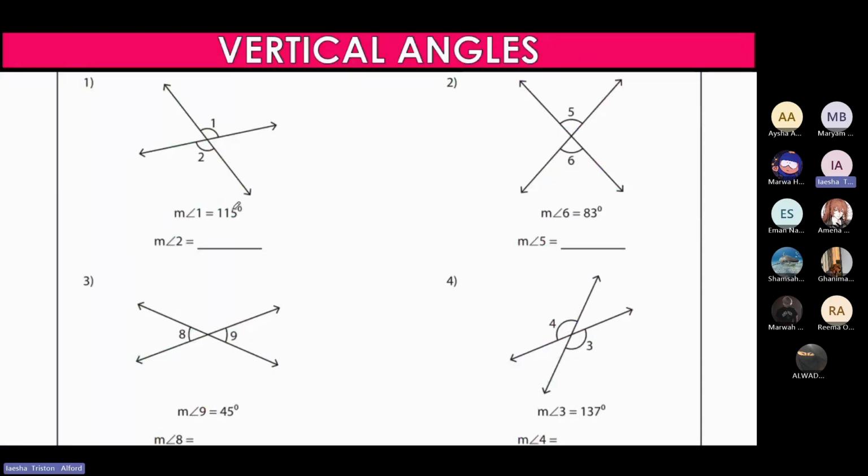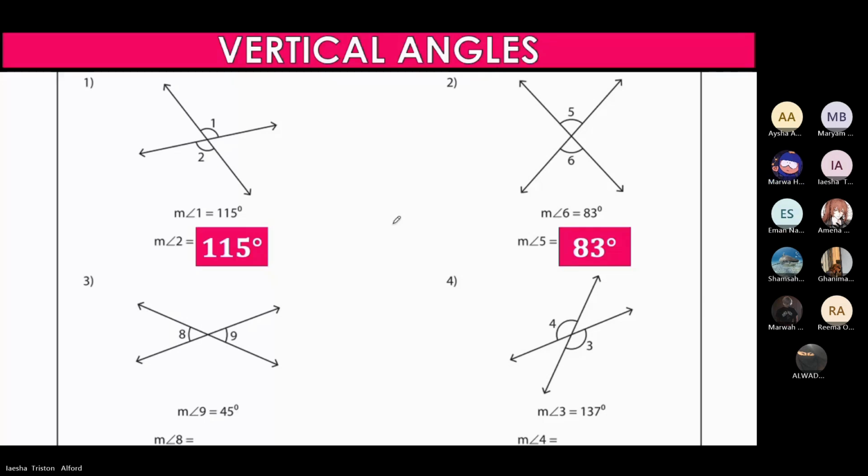So from here, this is practice about vertical angle. If the measure of angle 1 is 115 degrees, what is the measure of angle 2? 115. If the angle 6 is 83 degrees, what's the measure of angle 5? 83. And number 3, angle 9 equals 45 degrees. So what is the measure of angle 8?